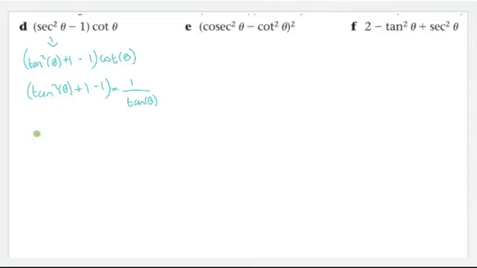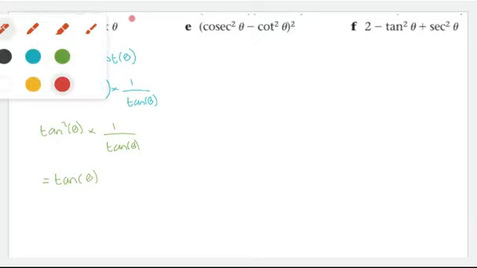So I purposely didn't cancel it because I wanted you guys to say. So tan squared theta, and then we don't really need the bracket anymore, multiplied by 1 over tan theta. Does it just equal tan theta? Yep, that simplifies to tan theta, because it's essentially tan squared theta divided by tan theta. Nice.